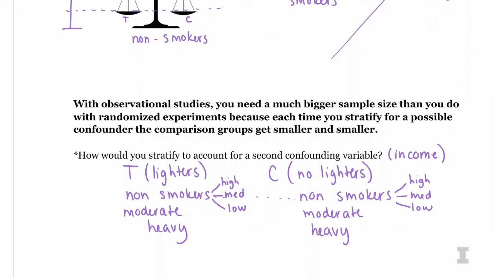Now I have to make even more comparisons. I'm going to compare the non-smokers with high income in the treatment group to the non-smokers with high income in the control group. Then I have to do that for the non-smokers with medium income, et cetera. You can see how it can get super complicated. I also have to divide the moderate and heavy smokers into those three income groups as well. So you definitely need a big sample size so that you don't run out of people when you're stratifying. This complicated stratification, especially with more than one variable, shows that these observational studies aren't ideal, and that whenever possible, it's best to do a randomized controlled experiment.